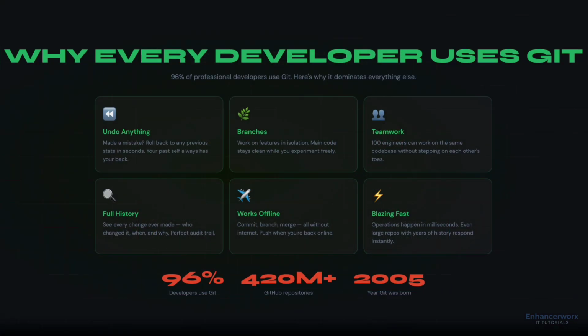So why does literally every professional developer use Git? You can undo any mistake instantly. You can branch off to experiment without touching the main code. Teams of hundreds can collaborate without conflict. You have a complete audit trail of every change ever made. It works offline, and it operates in milliseconds even on massive projects. 96% of developers worldwide use Git. It's the universal language of software collaboration.